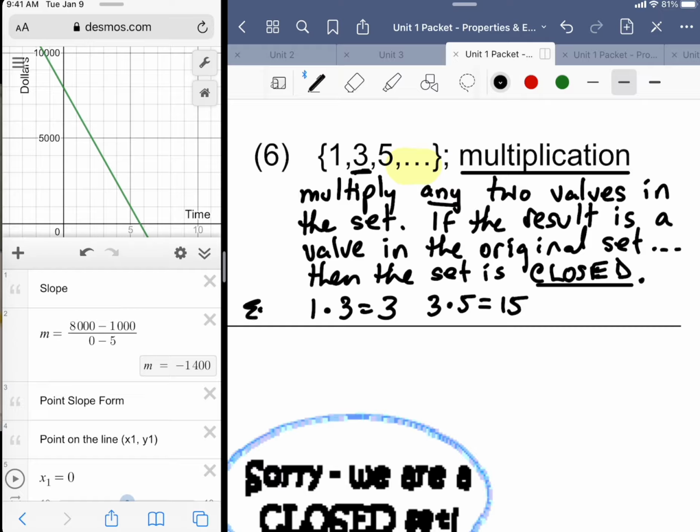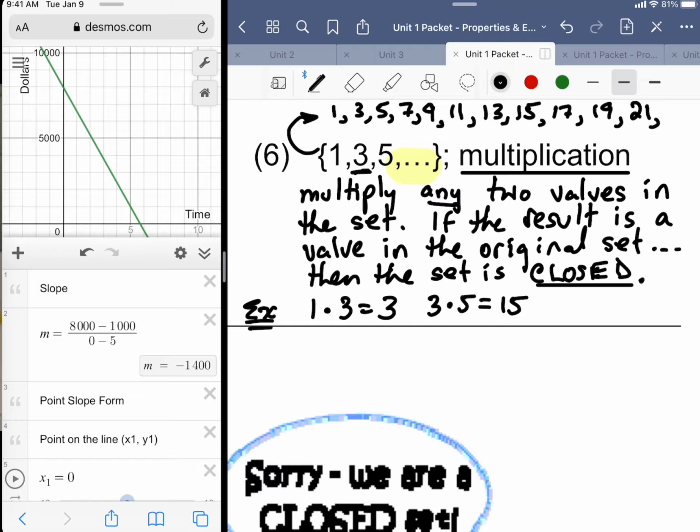All right, so these are my examples. 3 times 5 is 15. So I look at my set, I don't see a 15 there, but the ... tells me that trend continues. So this is really telling me 1, 3, 5, 7, 9, 11, 13, 15. I'll do a couple more, 17, 19, 21, and so on. All right. So the odd values will continue. So based off of that, I can come up with another value, maybe 7 times 9.